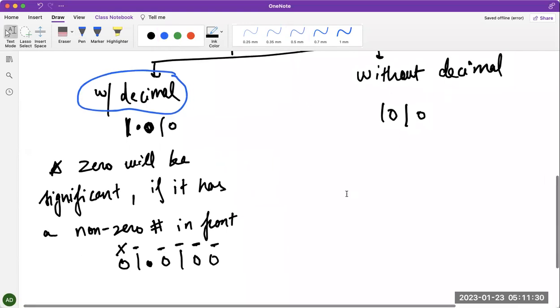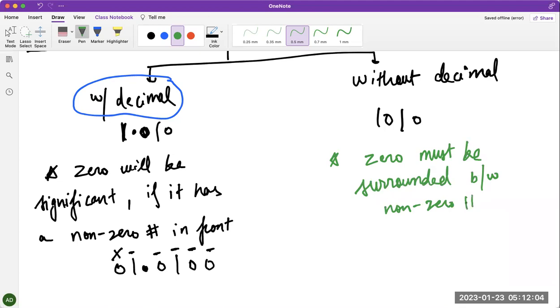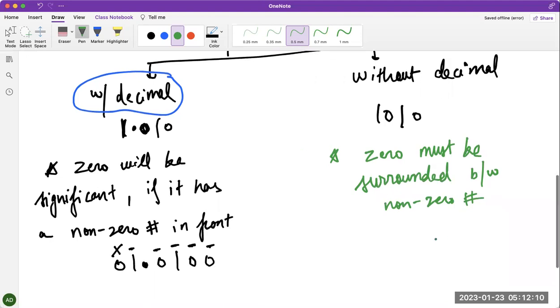Okay, now let's learn what happens when you do not have a decimal. When you do not have a decimal, it is more difficult for zero to become significant. And this is what you got to remember: zero must be surrounded or sandwiched between non-zero numbers. So it becomes more difficult for zero to be significant when it's in a number without a decimal. So what does that mean?